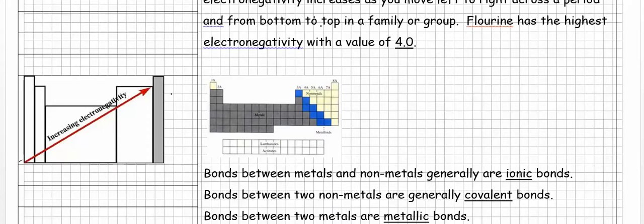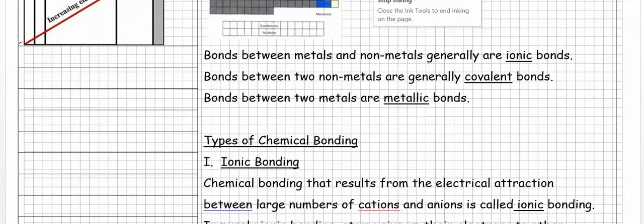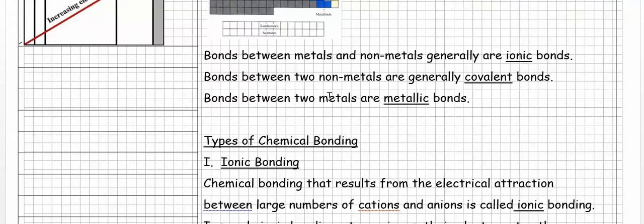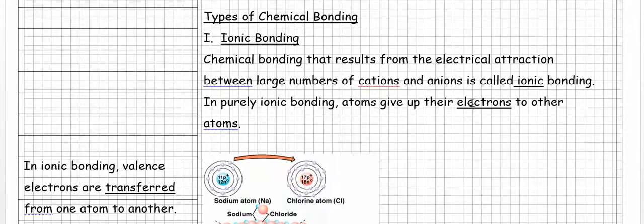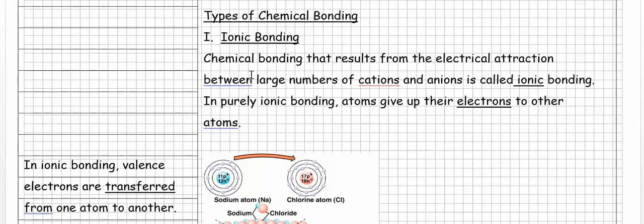Now, bonds between atoms. Bonds between metals and nonmetals generally are ionic bonds. Bonds between two nonmetals are covalent, and bonds between two metals are metallic. So we want to explore the various types of bonds now. First, we'll start with ionic bonds. Ionic bonds are chemical bonds that result from the electrical attraction between large numbers of cations and anions, and this is called ionic bonding. Now, in purely ionic bonding, atoms give up their electrons to other atoms.